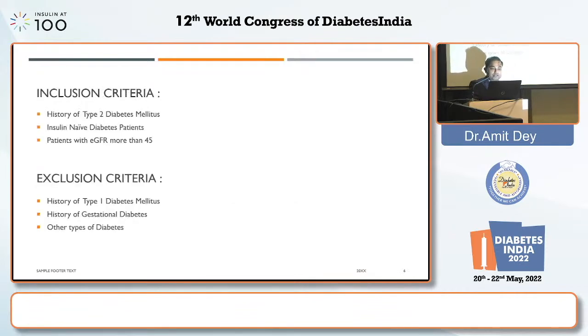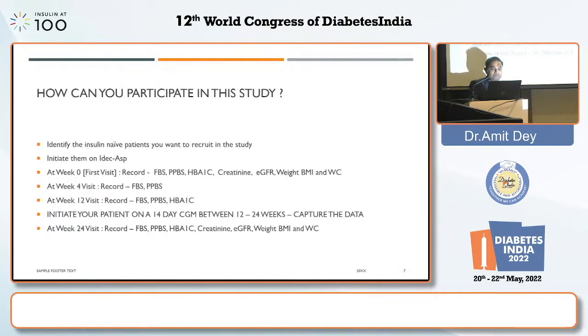And those are the primary endpoints. So obviously, to keep it very simple, as I said in the beginning, we're going to include patients with only type 2 diabetes, insulin naive patients, and also to keep it less complicated, let's include patients having eGFR more than 45. Obviously, the exclusion criteria would be the other types of diabetes: type 1, gestational diabetes, secondary diabetes, etc. All those we won't include in the study to keep it very simple.